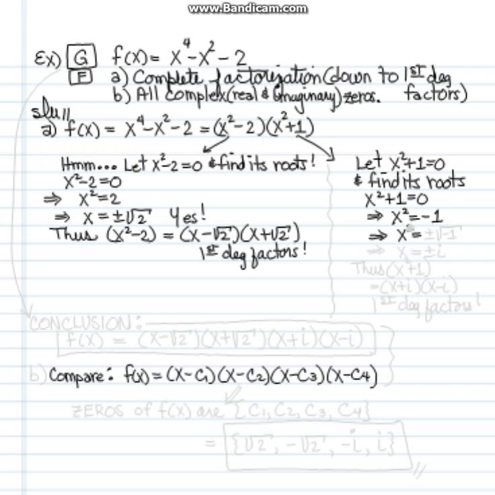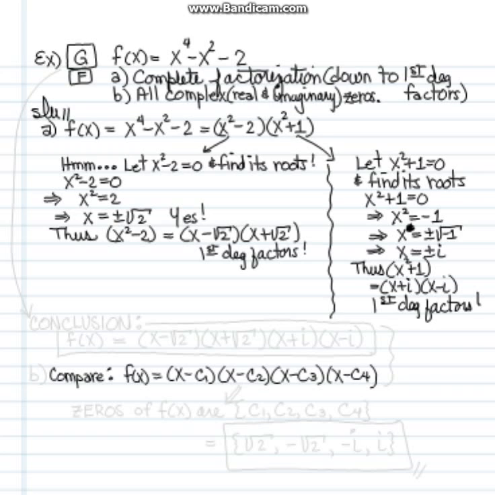And then we're going to take plus or minus the square root of both sides to get x equals plus or minus the square root of negative 1. So x is equal to plus or minus i. Thus, the factorization in linear form of x squared plus 1 is x plus i times x minus i.